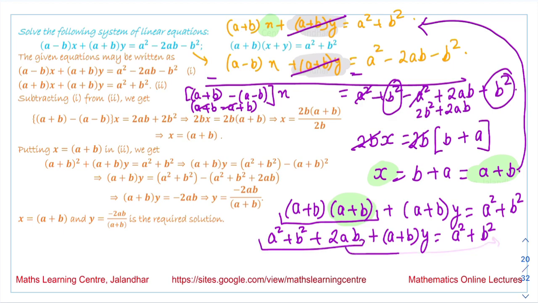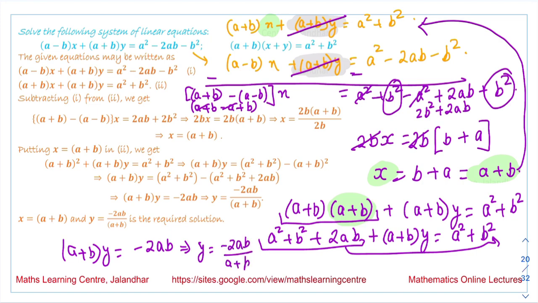These terms we shift on this side. So what we are left with is that (a plus b) times y is equal to minus 2ab. So this gives us y is equal to minus 2ab over (a plus b). This is the value of y. So the required answer is y is equal to minus 2ab over (a plus b), and value of x, it is a plus b.